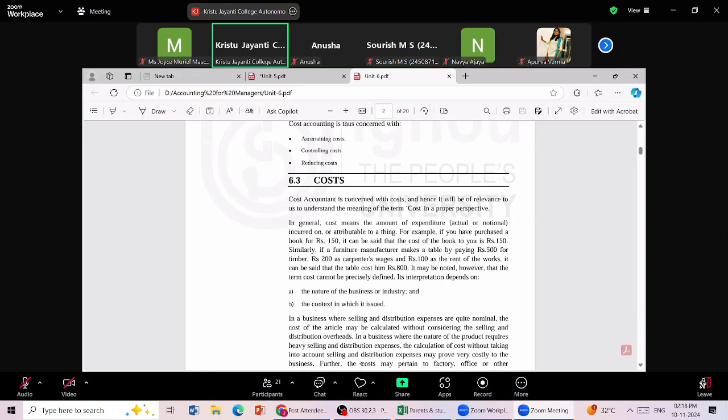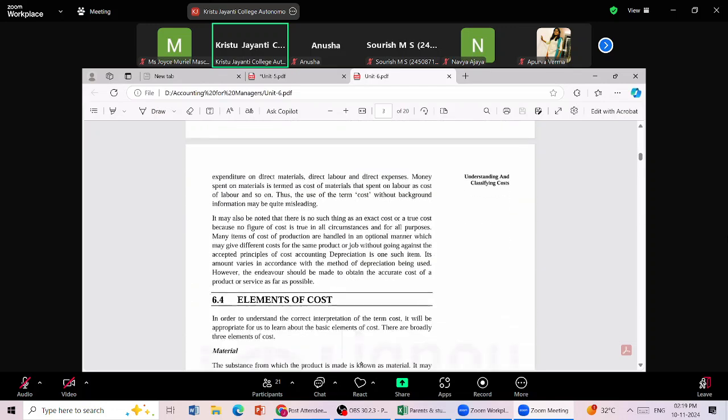So likewise, similarly, if a manufacturer makes a table by paying 500 rupees for timber, 200 to the carpenter for the work he does, and 100 rupees as rent for this work, then the total cost incurred from my pocket is 500 plus 200 plus 100, which is nothing but 800. So the cost is considered as 800.